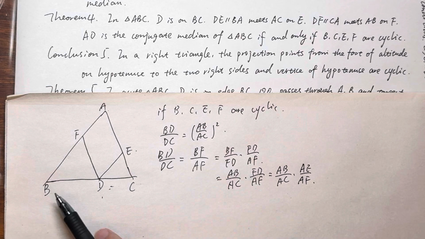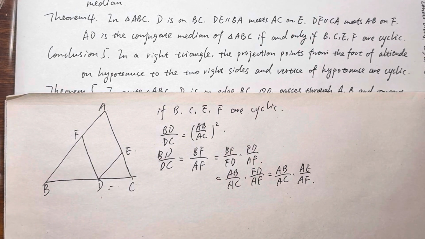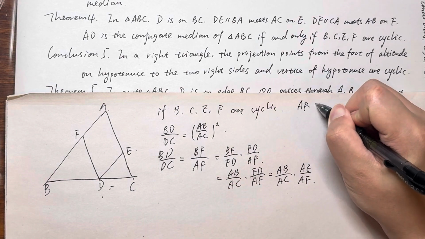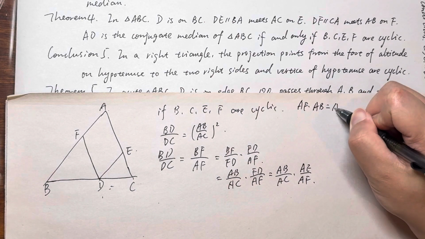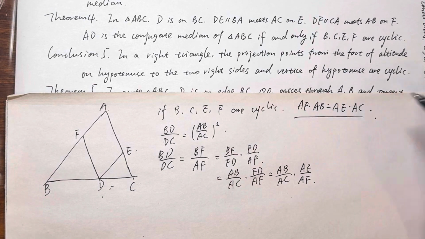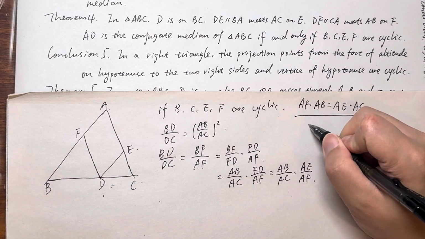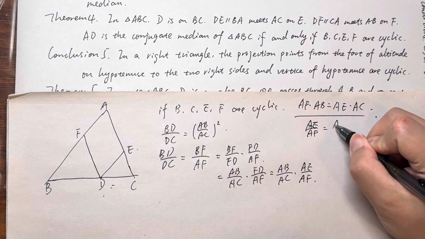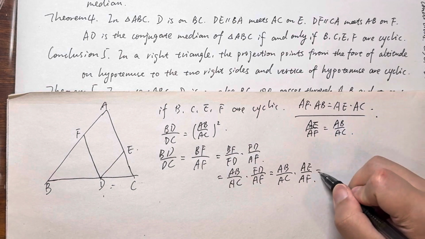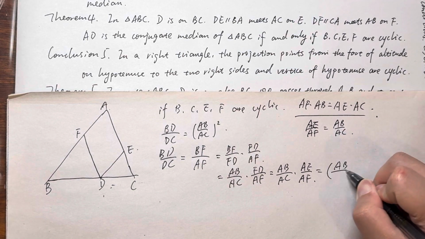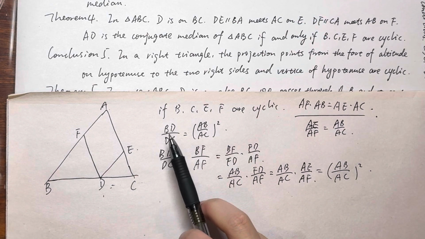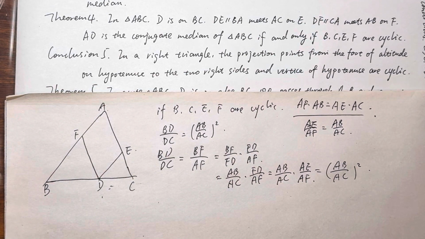Now we think about the problem set that BCEF are cyclic, which means AF times AB equals AE times AC, right? That means AE to AF equals AB to AC. So here we got AB to AC squared. That's the case if BCEF are cyclic.